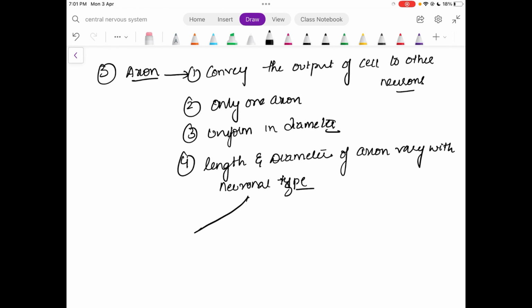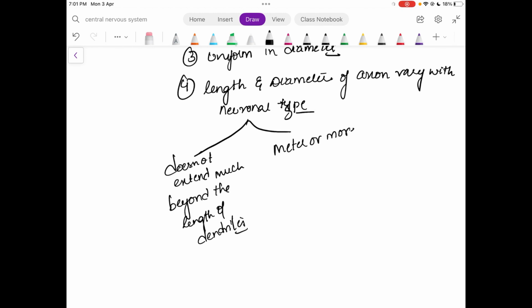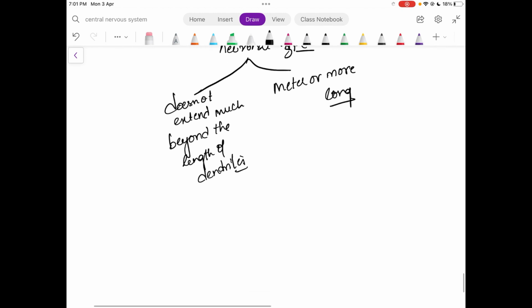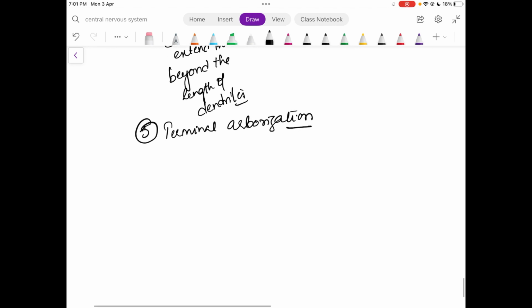That is, some do not extend much beyond the length of dendrite. They are very short axons. Some extend a meter or more long. So axons can be short and axons can be long. And at the terminal site there will be an arborization, that is, branching will be seen at the terminal end of the axon.